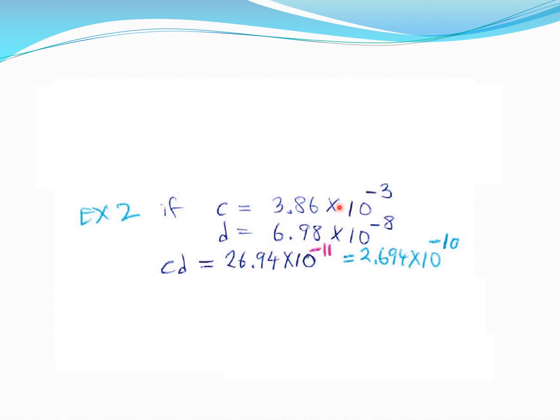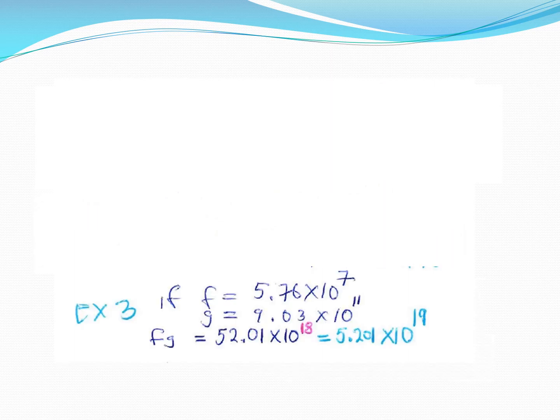And instead of viewing it as being multiplied by 10 to the minus 3, you can view this as being divided by 10 3 times and dividing by 10 8 times. So the net result is you're dividing by 10 11 times. But again, that's not in scientific notation. So if you choose to divide the 26 by 10 once, that would give you 2.694, and then it remains to divide by 10 10 times. That number is now in scientific form.